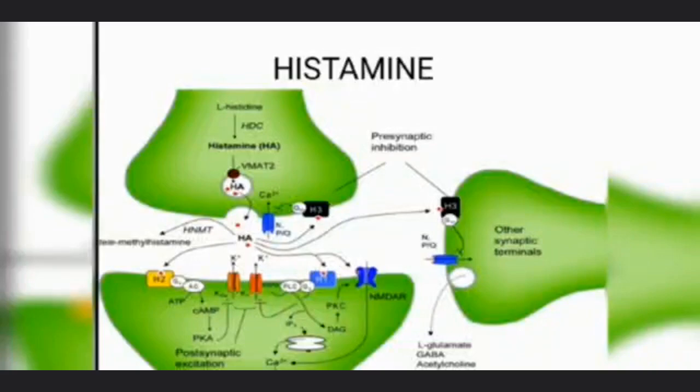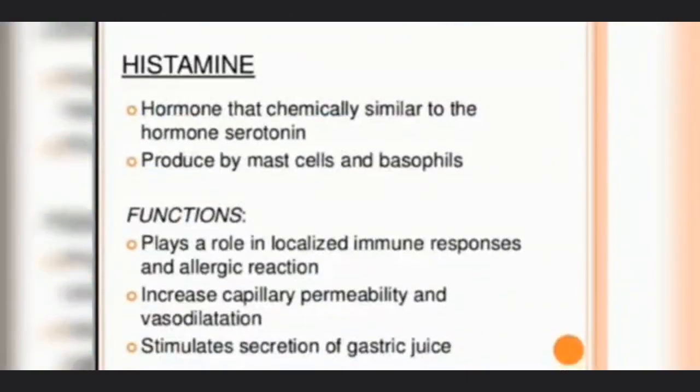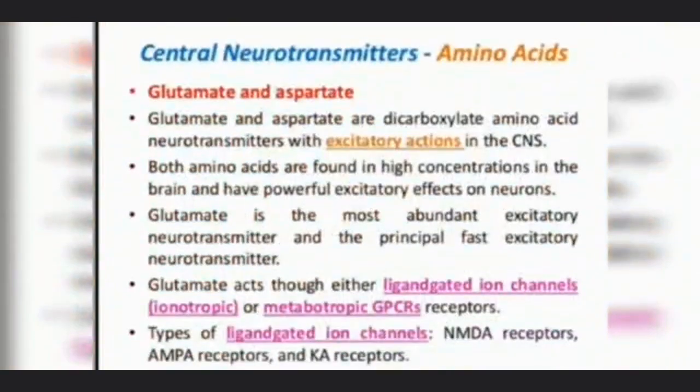You can see some physiological actions of the histamine. And the other amino group of the neurotransmitters, glutamate and aspartate. They are excitatory neurotransmitters, and glutamate is involved in 75% of all excitatory transmissions of the brain.